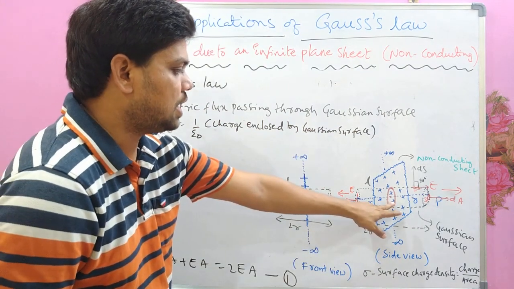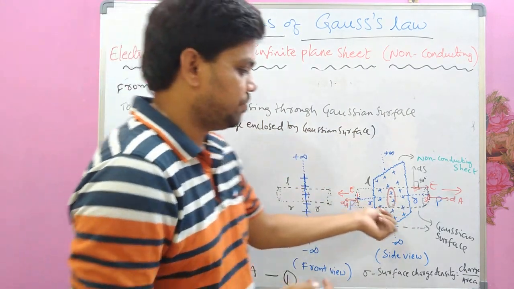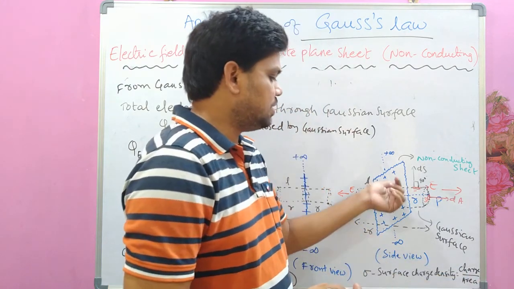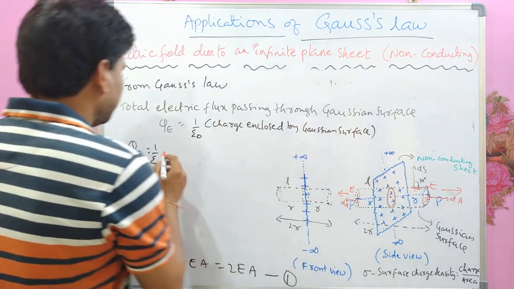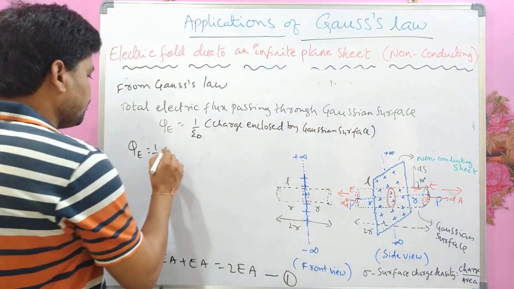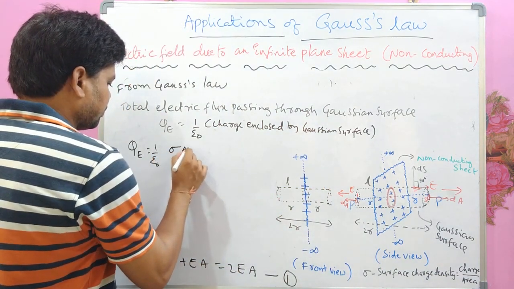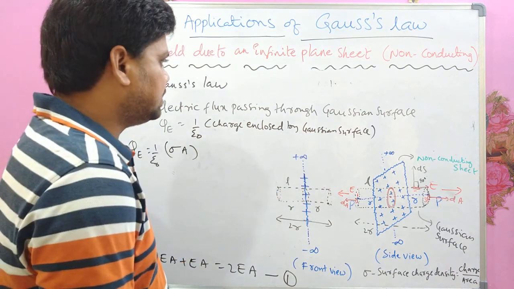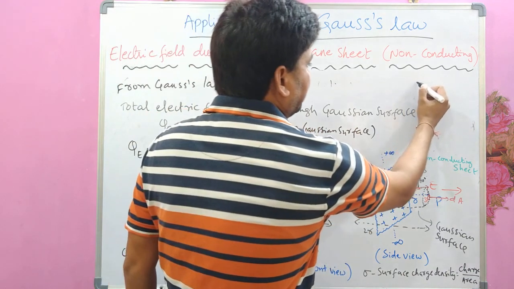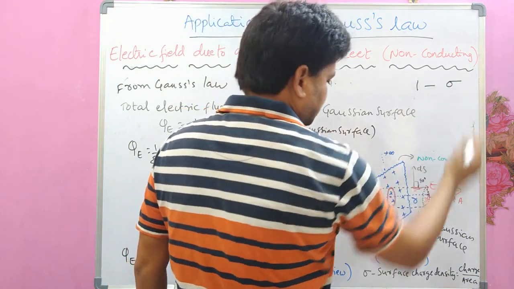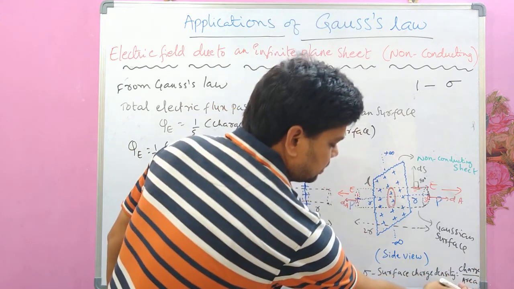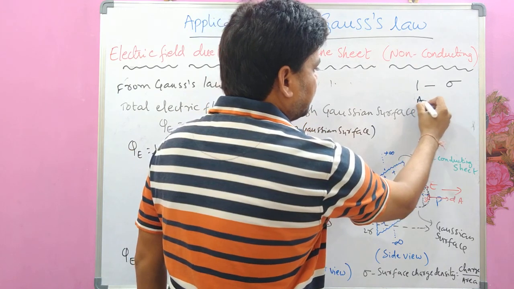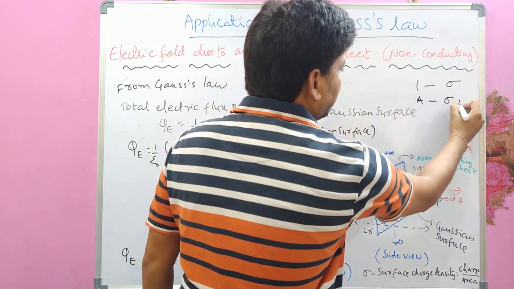The charge enclosed by the Gaussian surface will be sigma multiplied by A. Sigma is given. This is the charge enclosed by the Gaussian surface. See how it is written: in 1 unit area, sigma is the charge. If the area is 1, sigma is equal to the charge. Then in area A, the charge is sigma A.